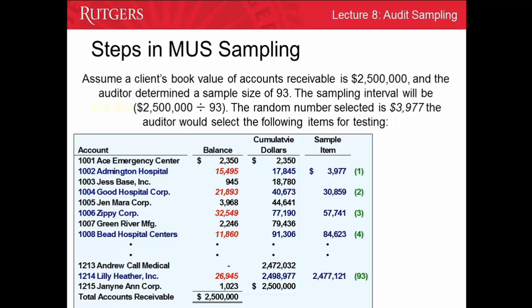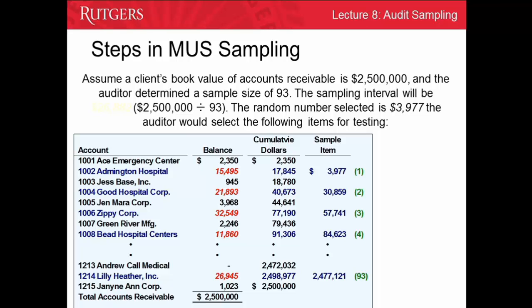To select the probability proportional to size sample, the auditor arranges the client's accounts receivable records in some order, like by customer number or alphabetically, and then creates a column of cumulative dollars. Here in this column, the customer records are arranged by customer number. Then the auditor obtains a random number between 1 and the size of the sampling interval by using computer software such as ACL. Then the random number becomes the first sample item selected. I've shown you how to use ACL to create a random number.